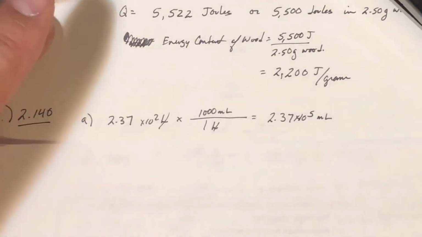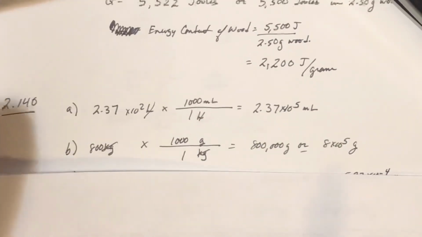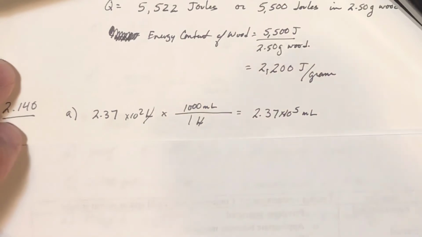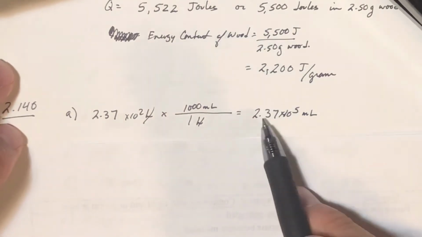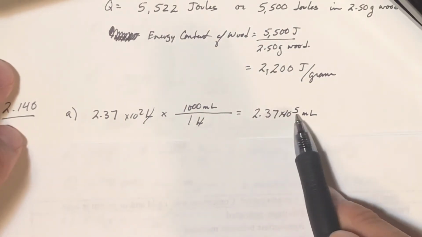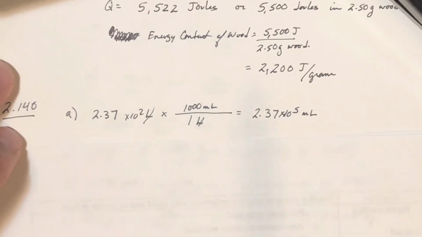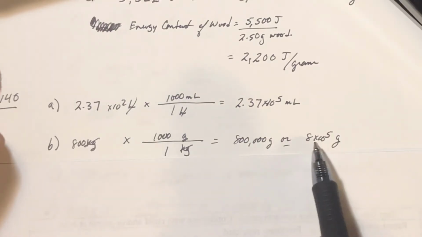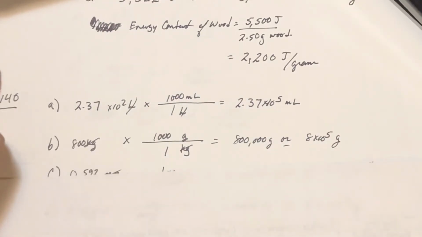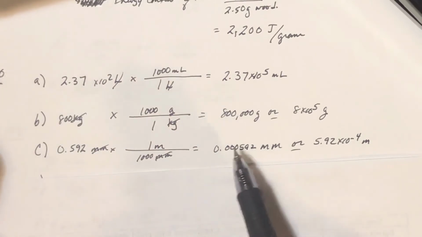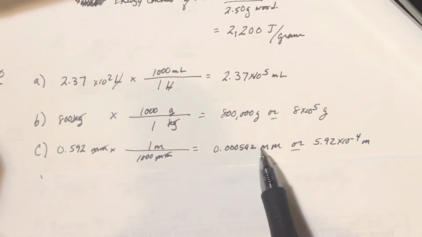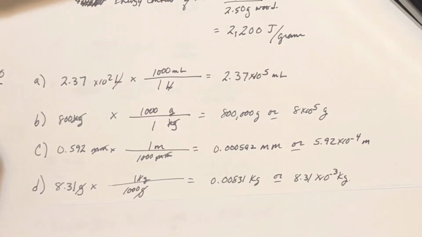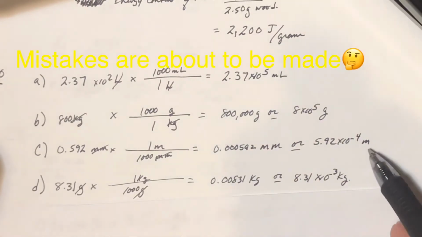Going on up, number 7, which is 1.40, A through H. We're just looking for these answers. I'll show you how I got there. So 2.37 times 10 to the 5 milliliters, 800,000 grams, or 8 times 10 to the 5 grams, 0.000592 millimeters, or 5.92 times 10 to the negative 4 meters.